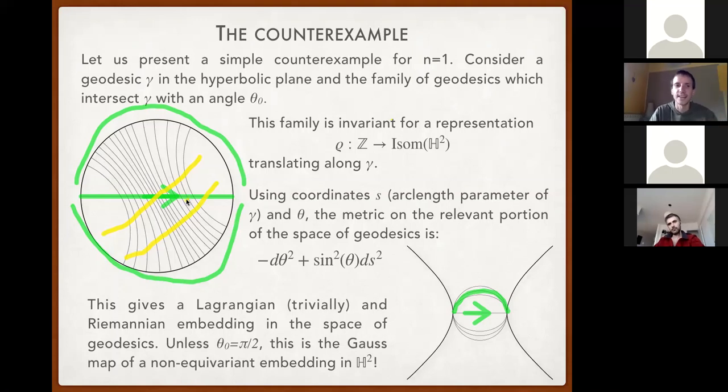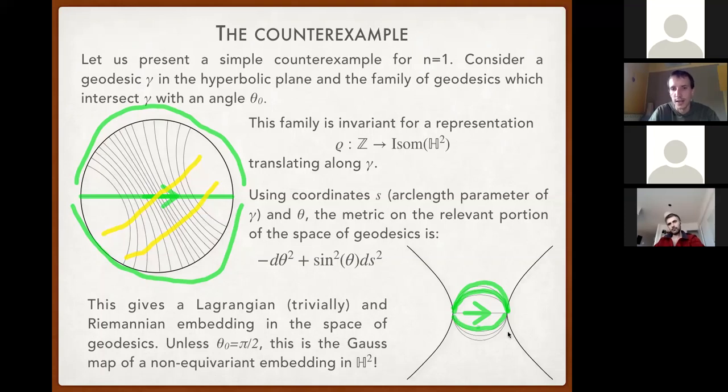This is the guiding idea, in fact, of our results. These yellow curves are not invariant. If you apply rho of 1 to this yellow curve, you find another one which differs by the geodesic flow at some time. And this is the guiding idea in our results. But I hope that this example convinces you that these curves in the space of oriented geodesics are equivariant, but they come from non-equivariant curves in the space of geodesics.